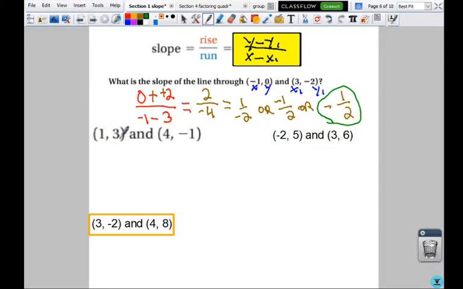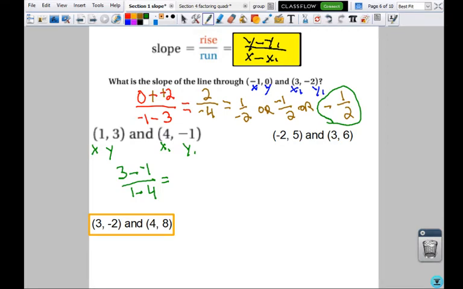So I'm going to find my slope on here. I'm going to go x, y, x1, y1. We're going to fill in this formula. So y is 3 minus y1 is -1, over x is 1 minus x1 is 4. Why is it minus? That's what the formula is. You're finding the difference between them.